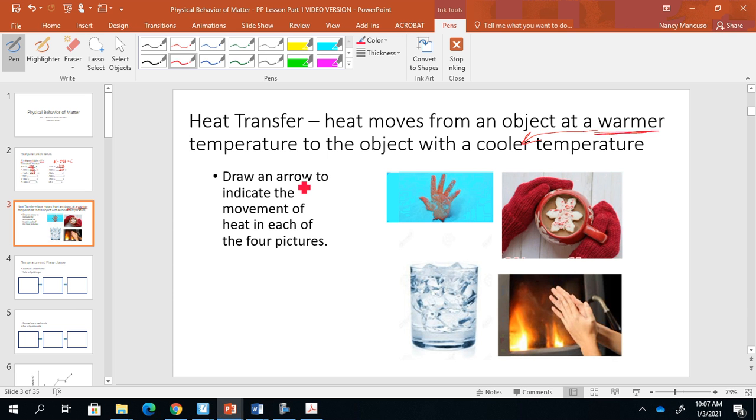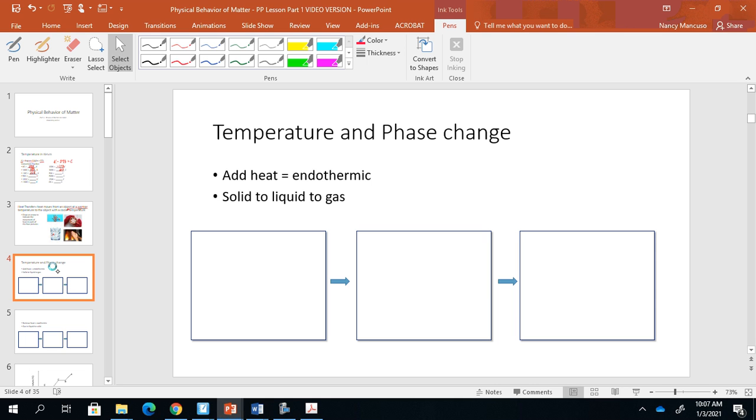Draw an arrow to indicate the movement of heat in each of these four pictures. I'm going to do this picture with you first. Here's a hand in the snow. The hand is definitely warmer than the snow, so heat goes in this direction. And then here's one with ice and water. The ice is colder, so the heat is going to go from the water to the ice cubes. Then you can do them over on this side. All right, let's keep going.